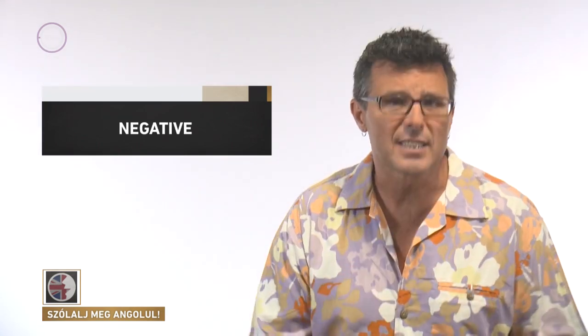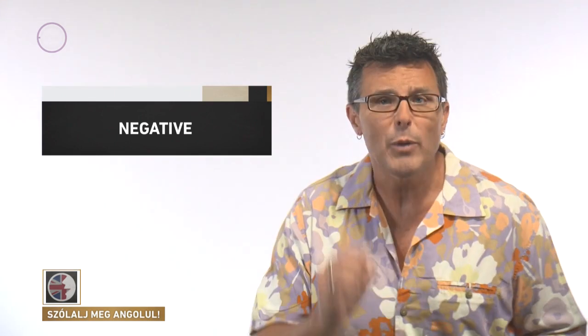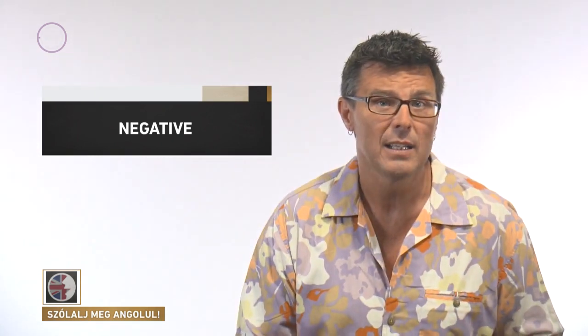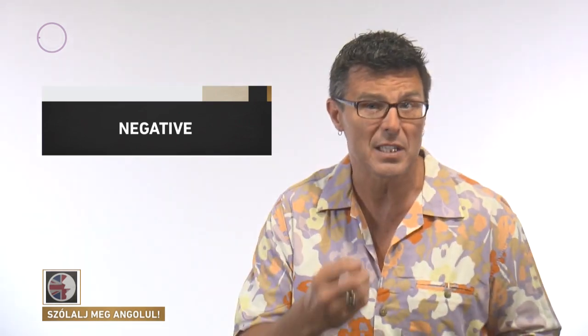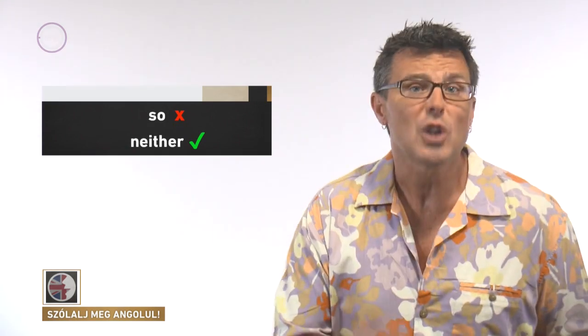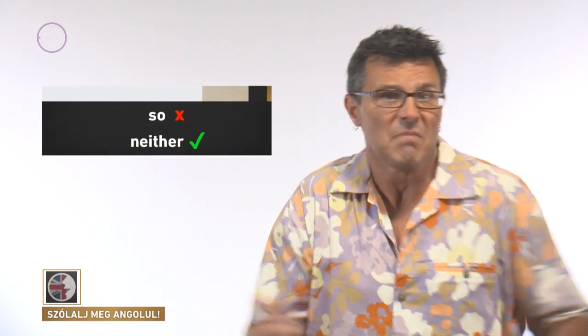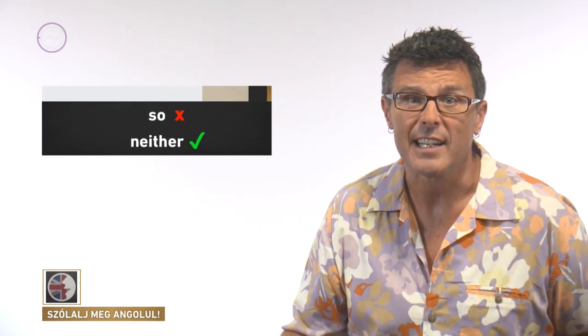We do exactly the same as we do with a positive, but when we want to say that a negative sentence is true for me as well, when we want to show agreement with a sentence where the verb is in the negative, we don't use so, we use neither. That's all. That's it. It's not rocket science.